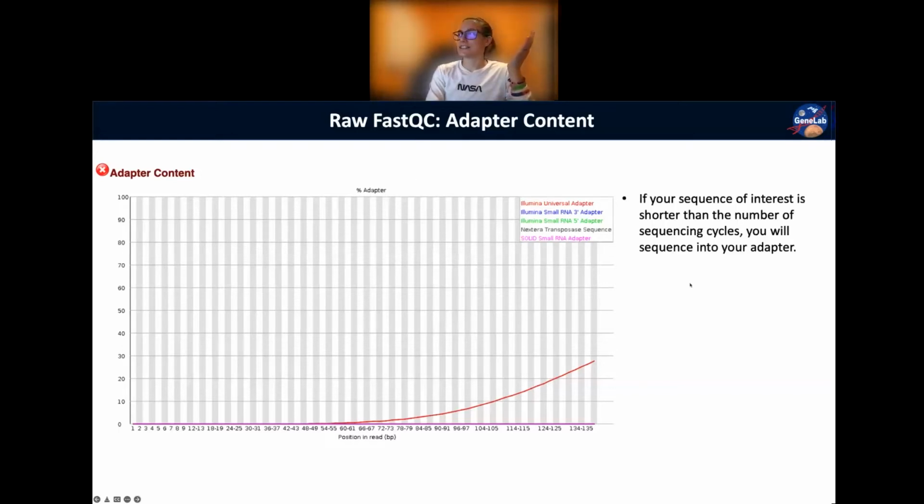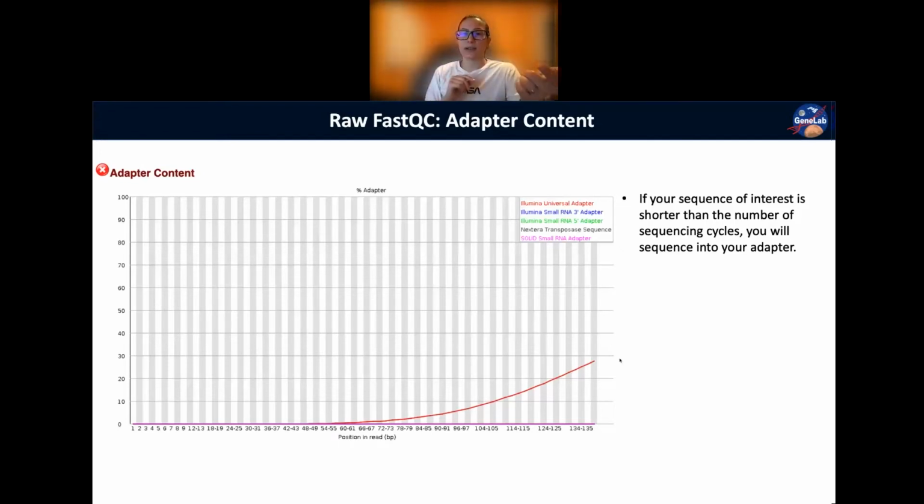So, why would we have adapter dimers? I know we talked about this when we were talking about library preparation, but these can occur if your insert is shorter than the number of cycles that you programmed the sequencing instrument to sequence. Let's say you're sequencing paired-end 150 and your insert is 100 base pairs. You're still going to sequence 150 base pairs, but now your sequence of interest is only 100 base pairs. After that 100 base pairs, it starts to sequence into the adapter. So that's one reason that we can have adapters in here.